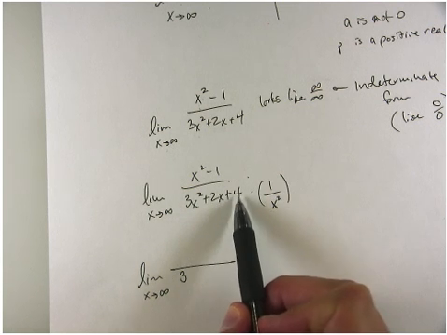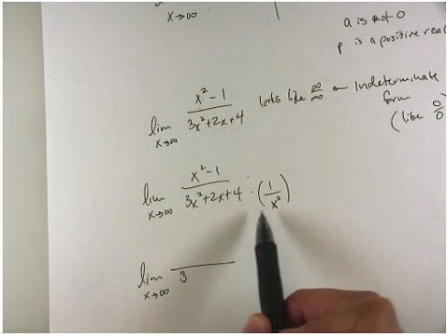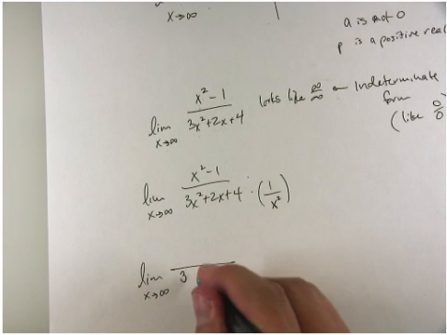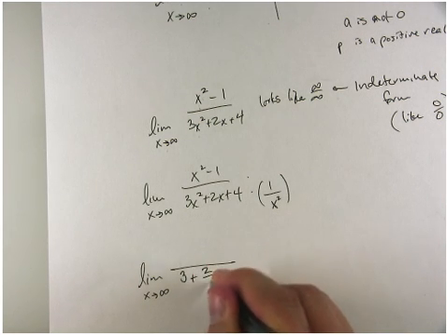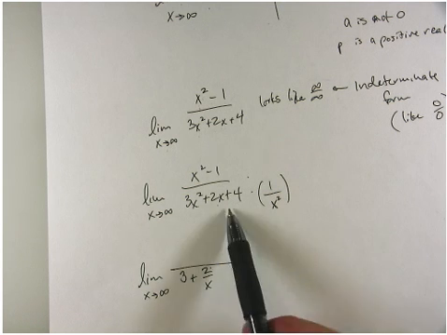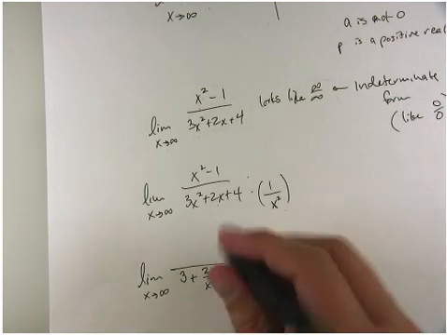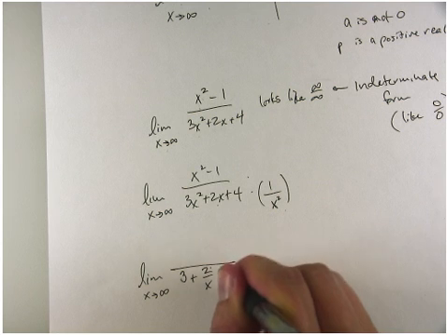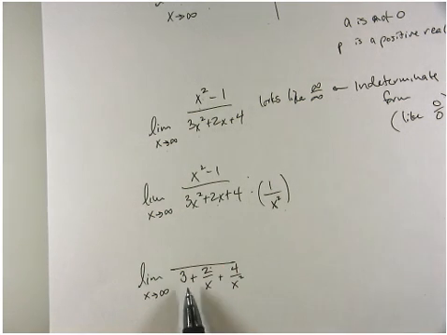But what's happening with these other ones? I have 2x divided by x squared. So one of those x's is going to cancel, and I'll just have 2 over x. And I'll have 4 divided by x squared. So it looks like 3 plus 2 over x plus 4 over x squared.